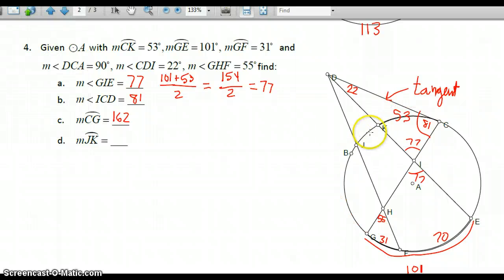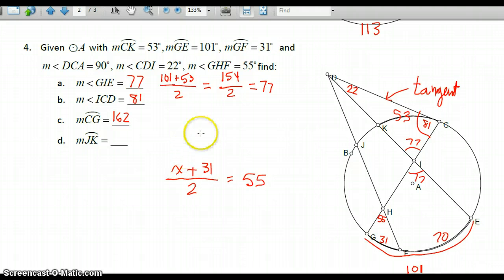Okay, J to K is part of J to C. I can get J to C because I have this 31 and this 55. This 55 is supposed to be the average of the arcs it intercepts. Both 55s here intercept a 31 and a thing I don't know. Add and divide by 2, I'm supposed to get 55. The thing I don't know is this one, that is what I'm calling X. Okay, that's kind of tricky. X plus 31 then has to be 110.